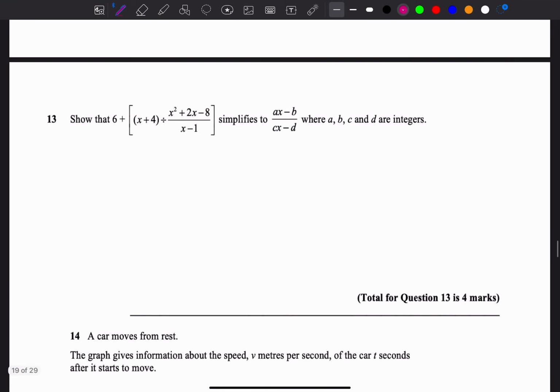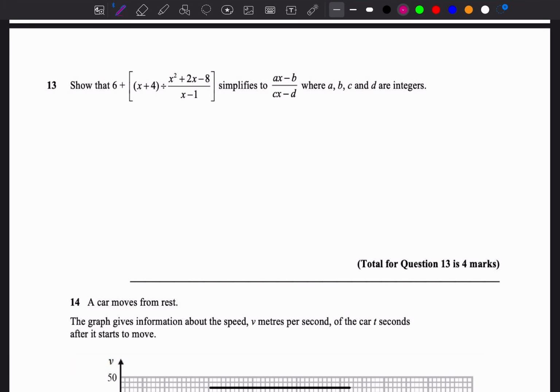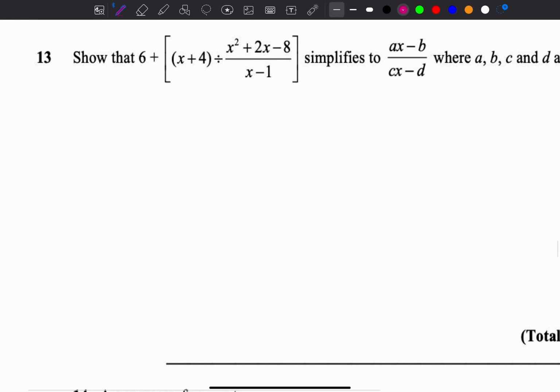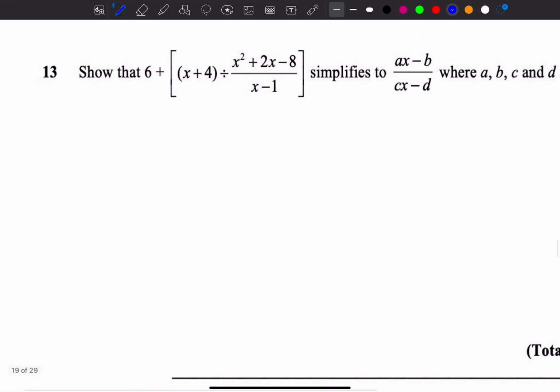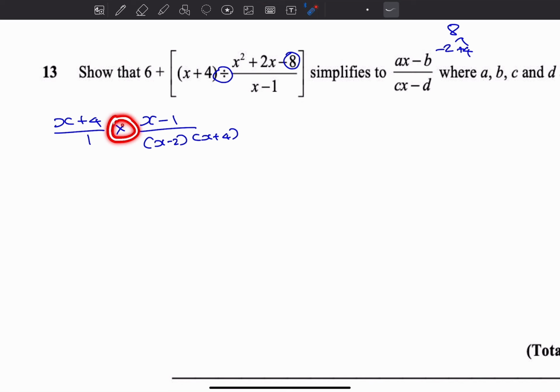Okay, next one. So you go to simplify these ones. Okay, so x plus 4 over 1, you times it, because it's division, you switch them over. So you will get x minus 1 over this one, factors of 8, that makes 2. 2 times 4 is 8, and then plus 4 minus 2. So x minus 2, x plus 4. Remember, because it's multiplication sign now, you can cancel up, down.